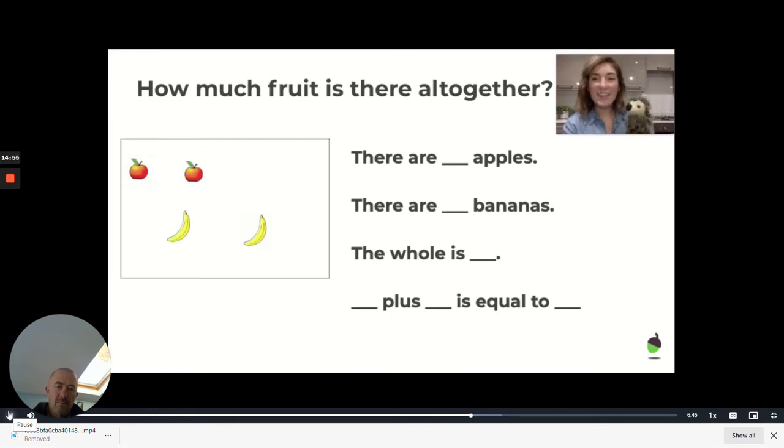All right, let's use these sentence stems to help us explain what we just did. See if you can help me say it out loud together. There are 2 apples. There are 2 bananas. The whole is 4. 2 plus 2 is equal to 4. Well done, everyone.